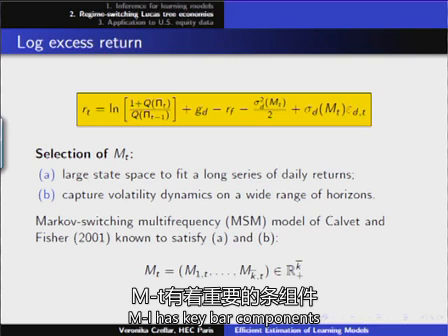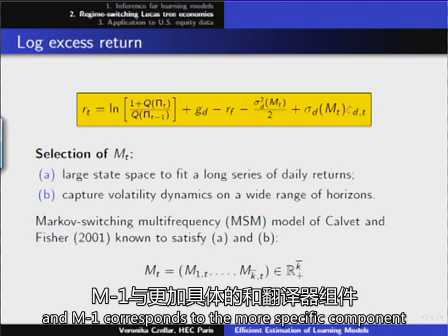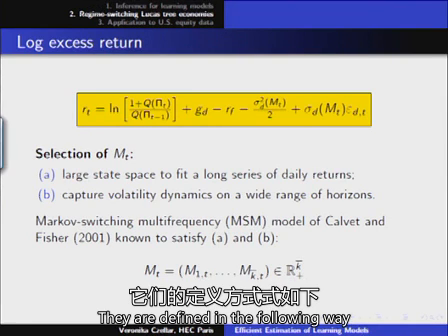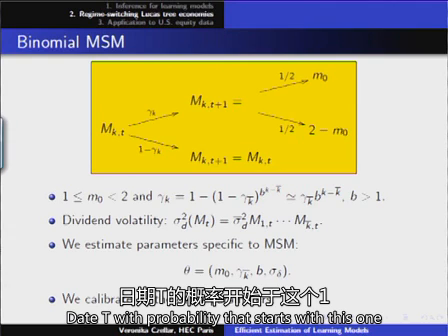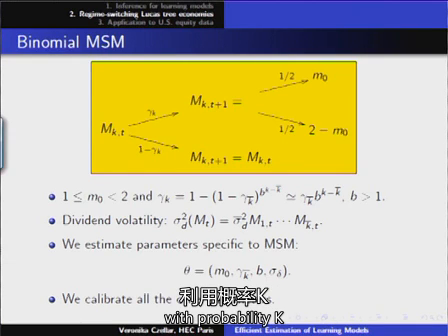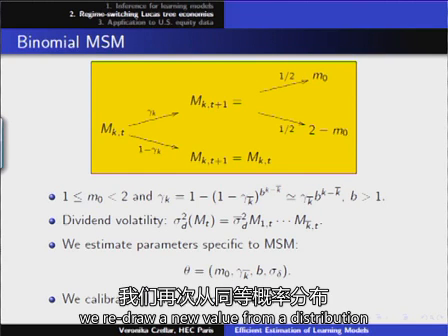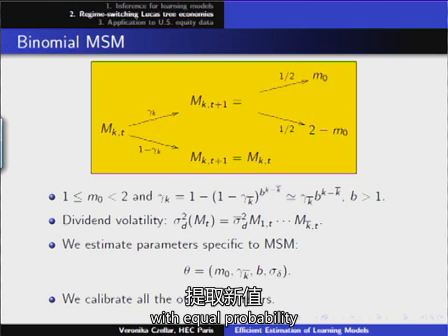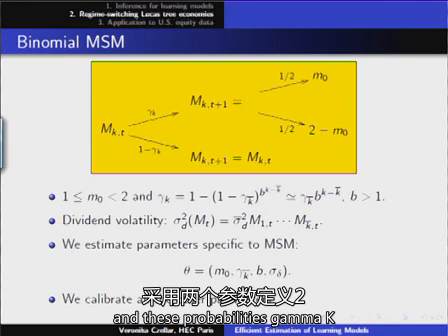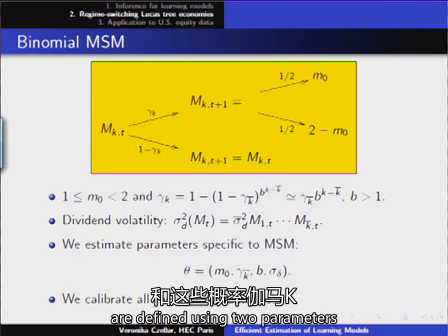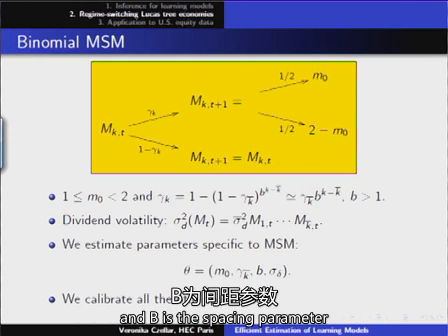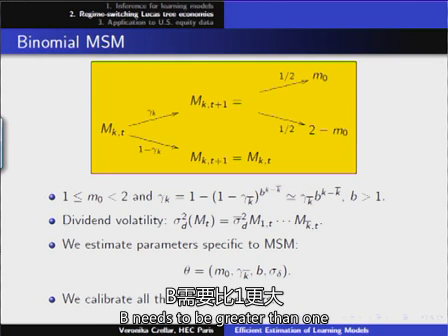MT has k-bar components. M1 corresponds to the most persistent component, and the k-bar component corresponds to the most transitory component. They are defined in the following way. At date t, with probability 1 minus gamma k, we stay where we were in the previous state. And with probability gamma k, we redraw a new value from a Bernoulli distribution with equal probability on states m naught and 2 minus m naught. What is m naught? M naught is a parameter between 1 and 2. These transition probabilities, gamma k, are defined by two parameters. Gamma k bar corresponds to the probability of the most transitory component, and b is the spacing parameter. Now b needs to be greater than 1.